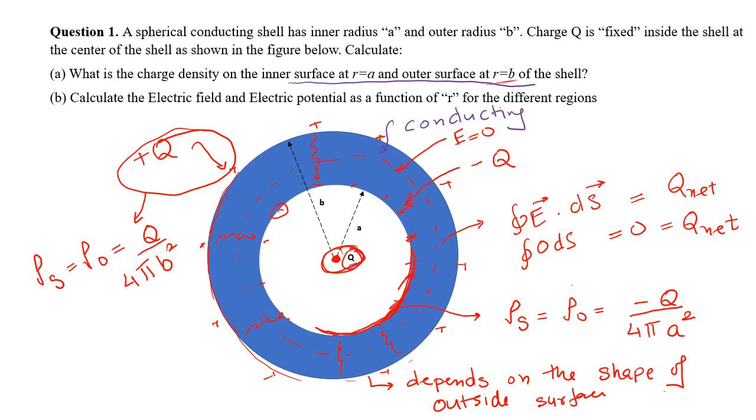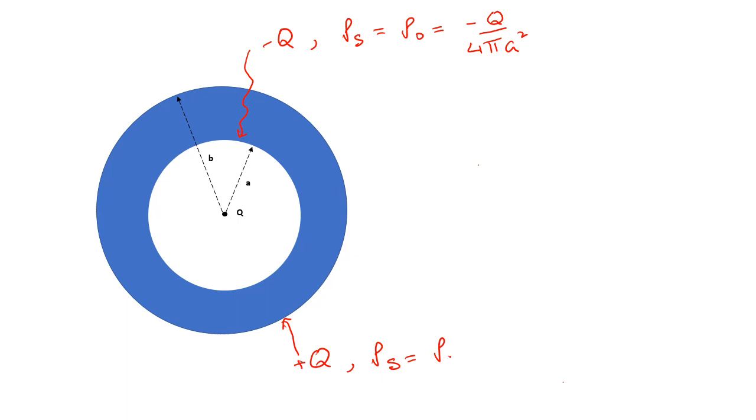So what we get is a charge inside a cavity which induces a charge minus q with a uniform surface charge density, and a charge plus q on the outside surface with uniform density of q over 4 pi b square.